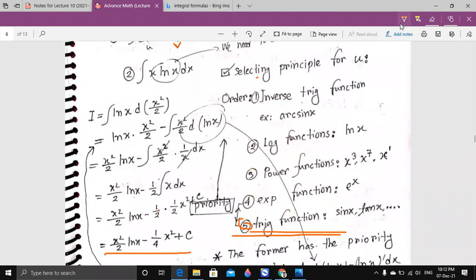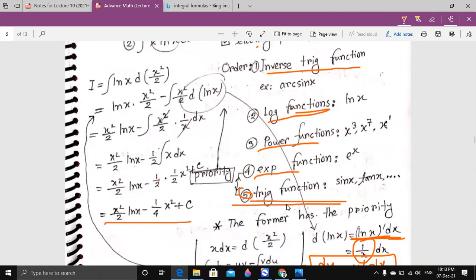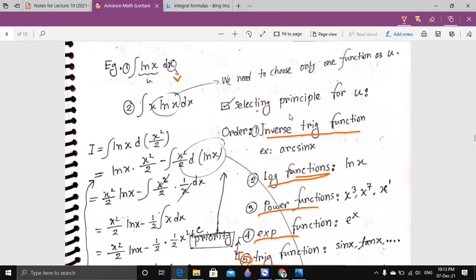Firstly, that is inverse trigonometric function, log function, power function, expo function, and trigonometric function. So I can make some rhyme.